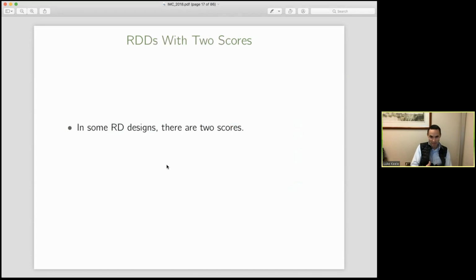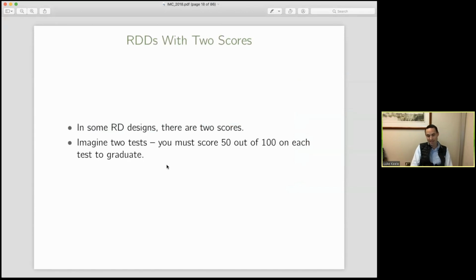There can be different cutoffs, but typically there's just a single vote share. There are RD designs, however, where there are, quote unquote, two scores. The classic example here is you can imagine two tests that you have to take, where on each one, let's say one is language arts and one is mathematics, and you have to get above a 50 out of 100 on each test before you graduate.